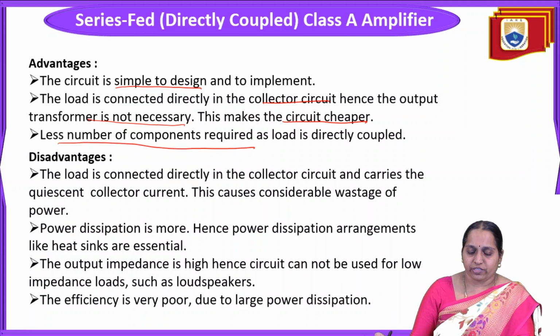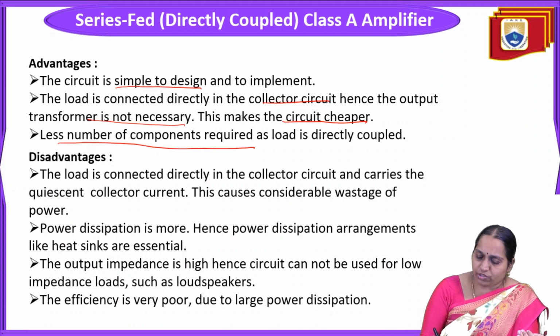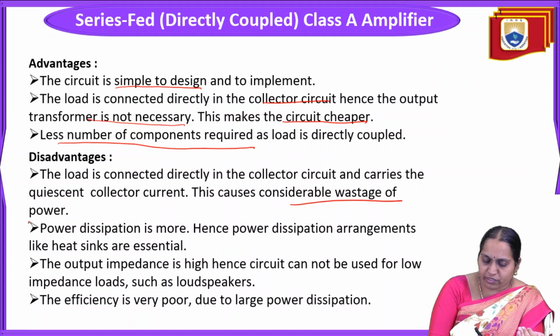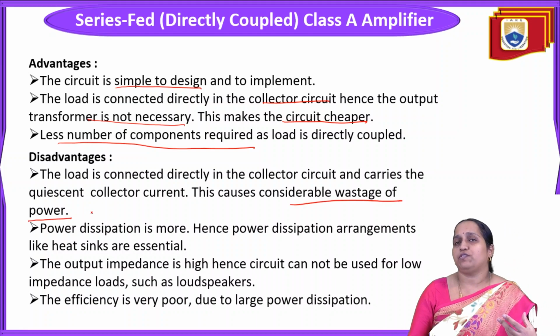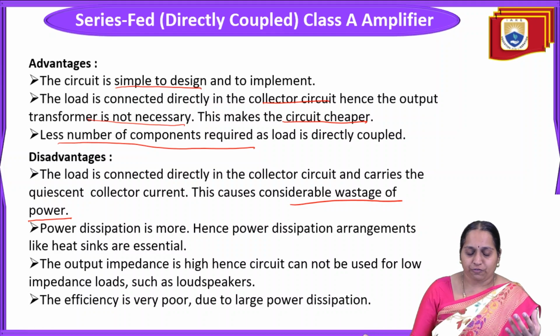Coming to disadvantages, the load is connected directly in the collector circuit, so it carries the quiescent collector current. This causes considerable wastage of power. So the main disadvantage of series fed class A power amplifier is that there is considerable wastage of power.